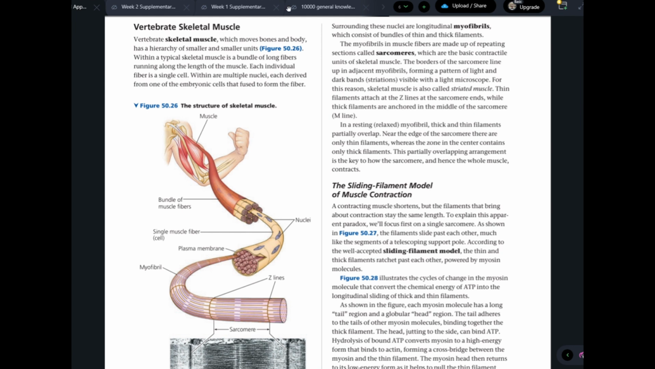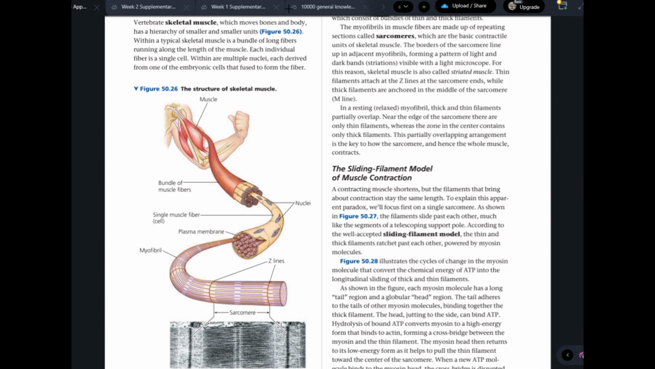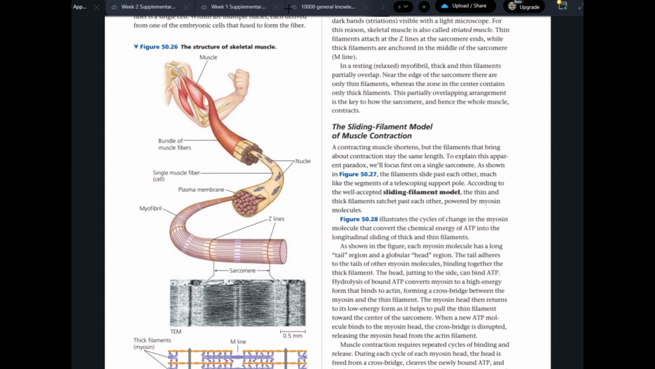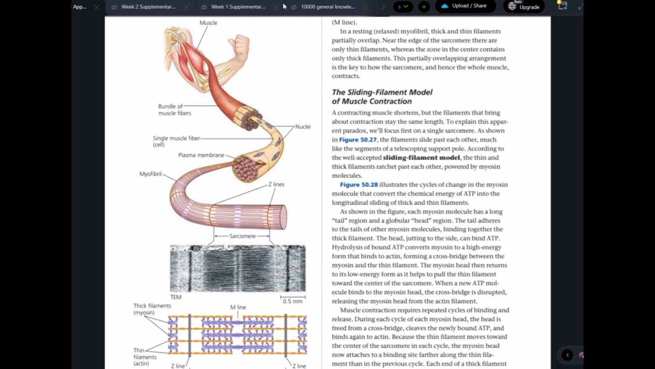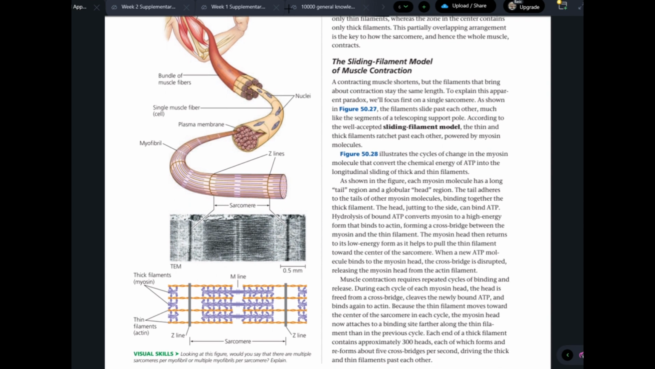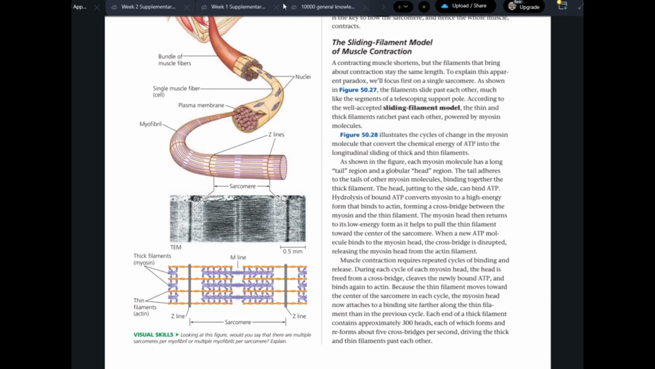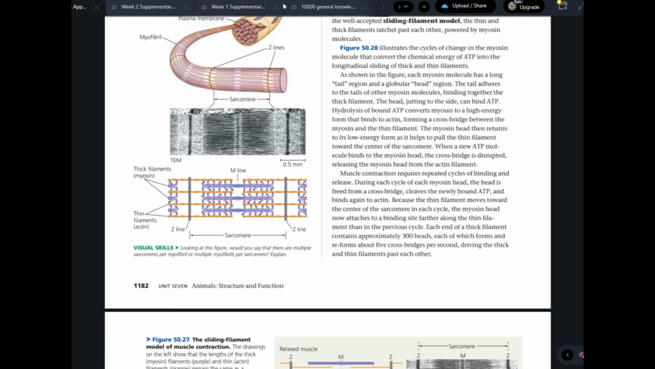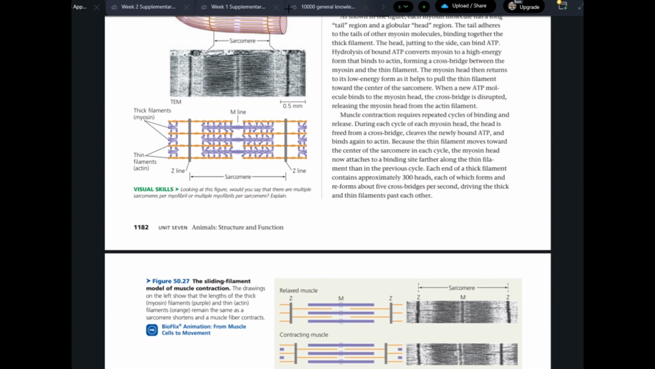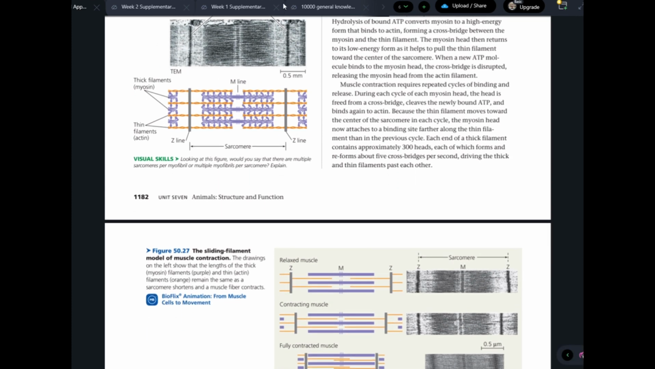Each myosin is composed of a head region and a tail region. The tail region is bound to the thick filament while the head region sticks out. And the actin molecules, that means the thin filaments, also have binding sites for the head region of the myosin molecule. That means the myosin head can bind to the actin filament.